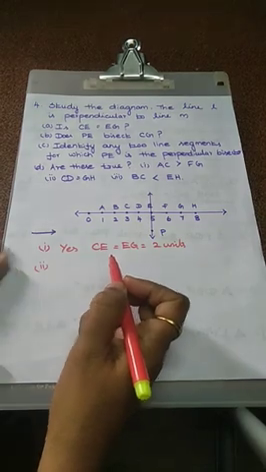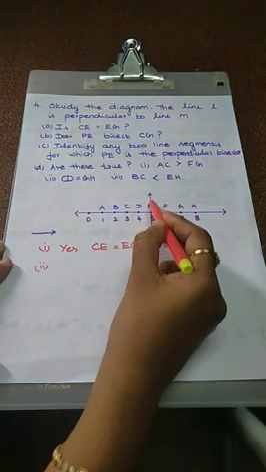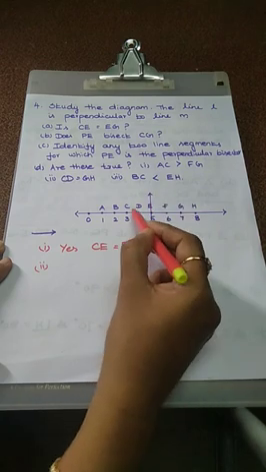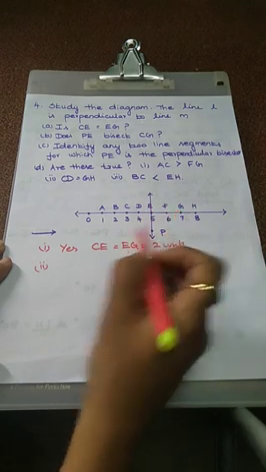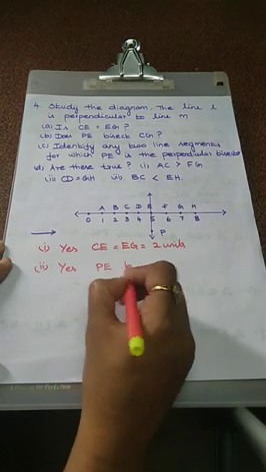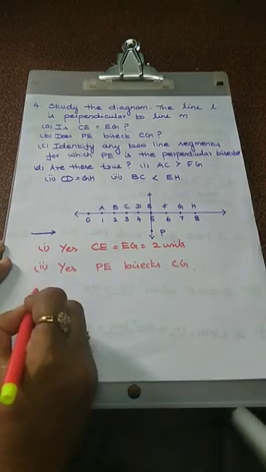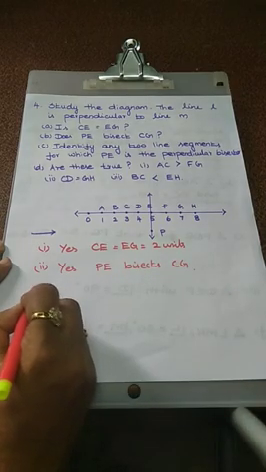And the second one, does PE bisect CG? This is our question. Yes, this is a perpendicular bisector only. So PE bisects CG.